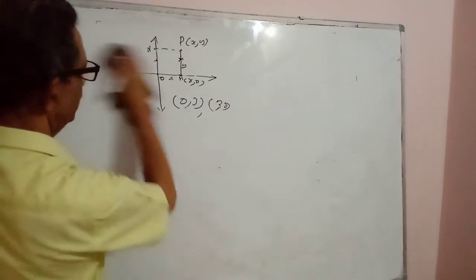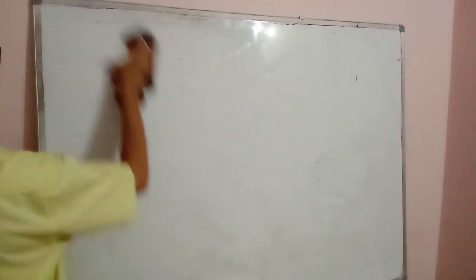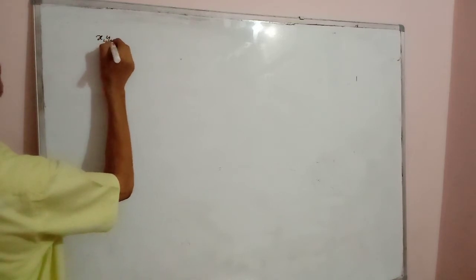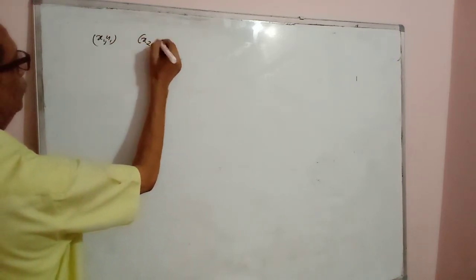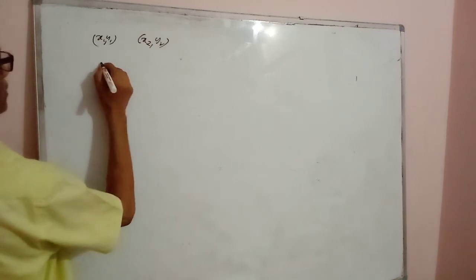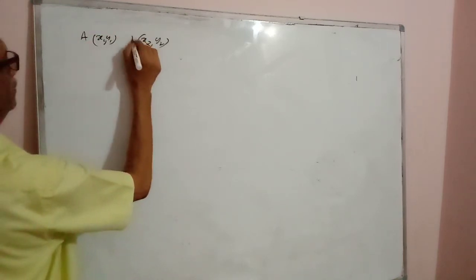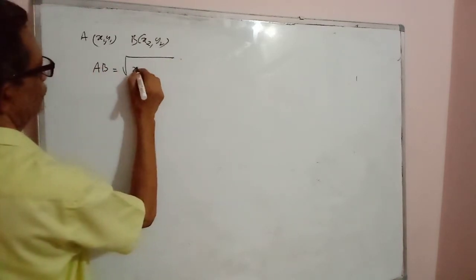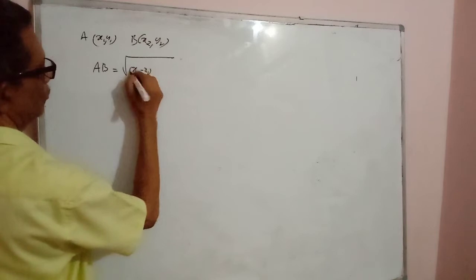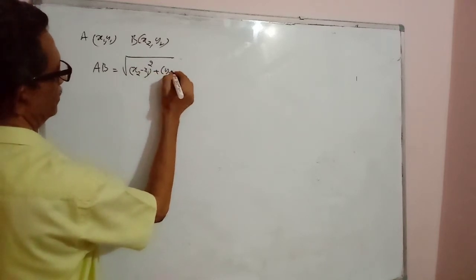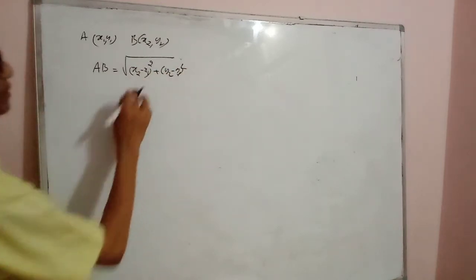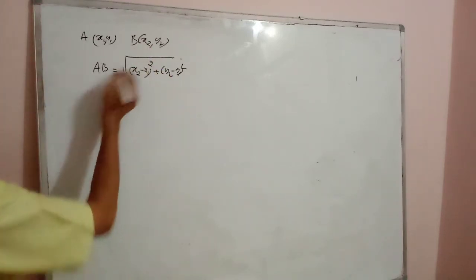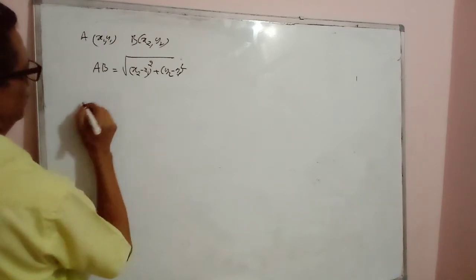Okay. Then we have studied certain formulas. If (x1, y1) and (x2, y2) are 2 points, this one is A and this is B. The distance between A and B is AB equal to the root of (x2 minus x1) the whole square plus (y2 minus y1) the whole square. You can write (x1 minus x2) the whole square because (A minus B) the whole square is the same as (B minus A) the whole square. This is the distance between 2 points.